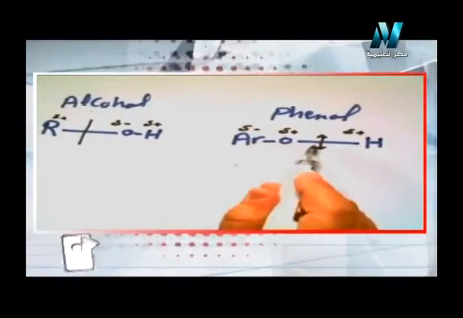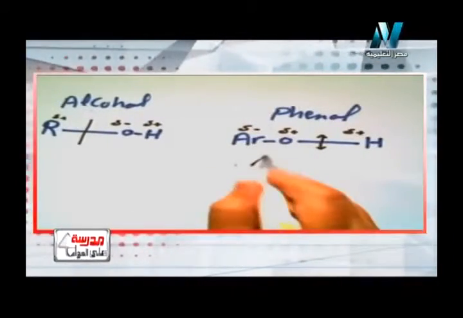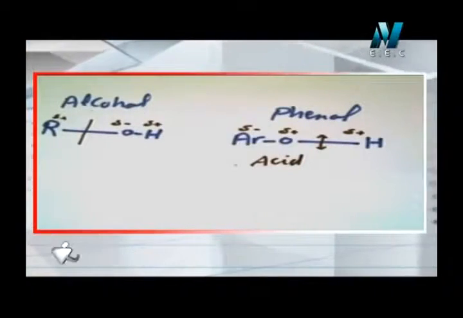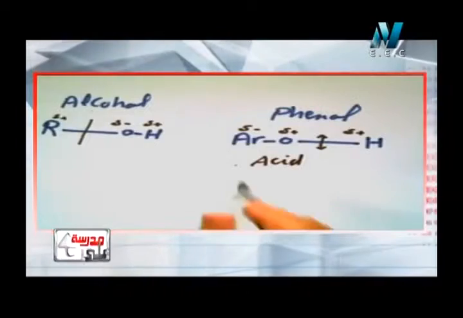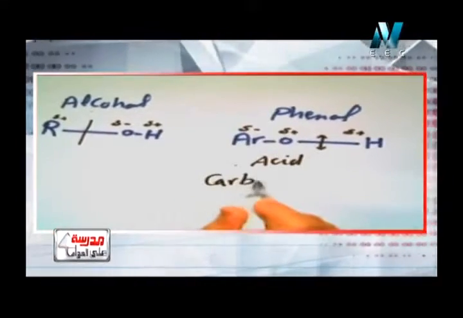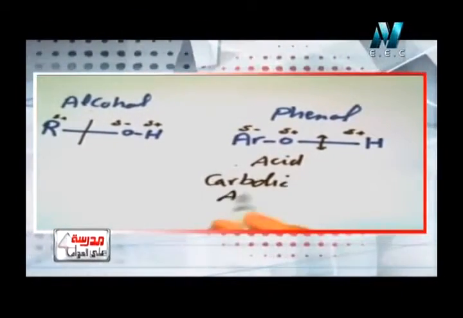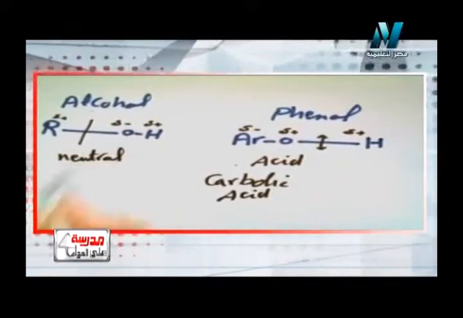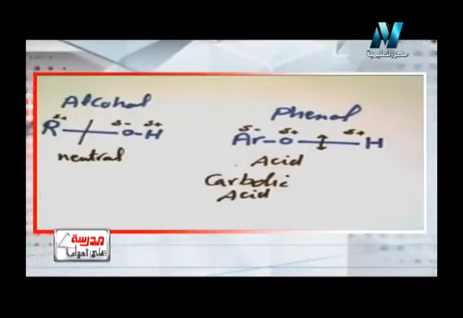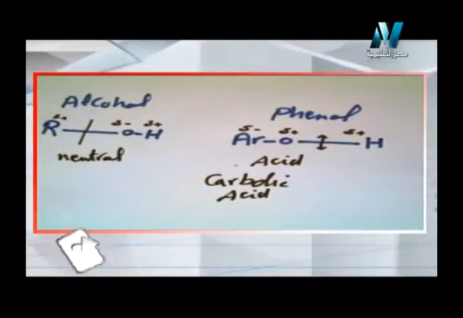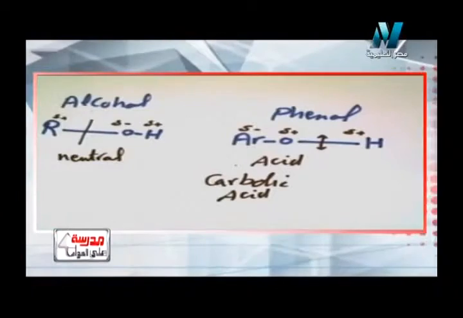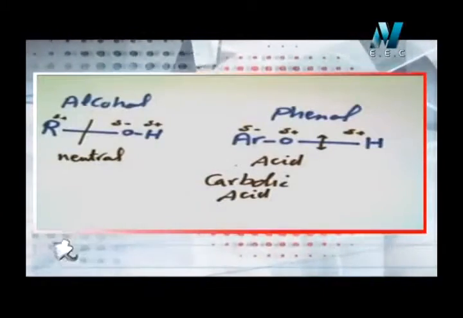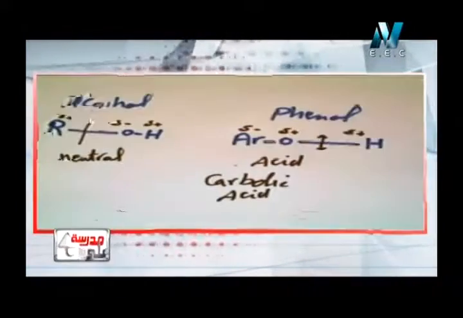So phenol reacts as an acid because it can easily lose hydrogen. So we call phenol carbolic acid. While alcohol is neutral, because it is difficult to separate the O and H, we say that the acidity properties of alcohol appear only in the reaction with strong metals such as sodium and potassium. As we said, it gives alkoxide.